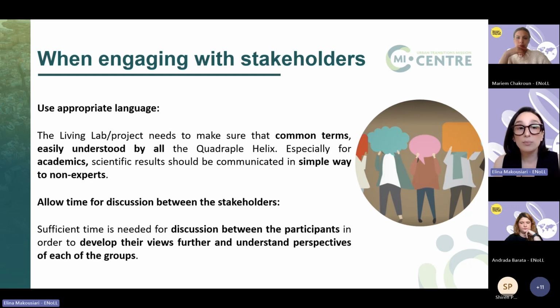And also very important to allow them time to discuss. It's very important that you get their perspectives, right, for the project, but it's also very important to allow them time to discuss with each other because they can exchange perspectives and this can help them enrich their own perspective. It's not about trying to change each other's opinions, right, to convince someone over someone's opinion, but more like broaden the perspectives and learn from the others.